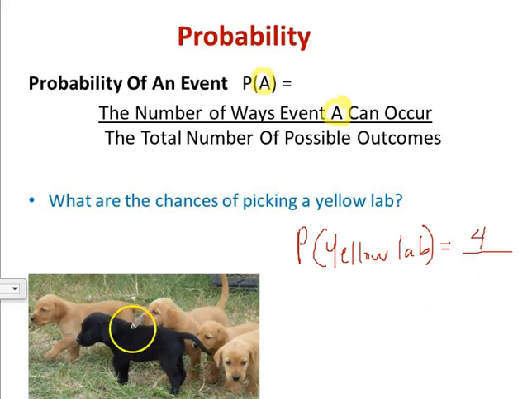And then how many puppies are there in total? 1, 2, 3, 4, 5. So out of a total of 5 dogs, your chances of choosing a yellow lab would be 4 out of 5. So one way we can write probabilities is as a fraction. We can also write it as a decimal. So 4 divided by 5 is 0.8. And we can also write it as a percentage. So there are 3 different ways that you can express your probabilities: fraction, decimal, or percentage. And usually I will let you know what I'm looking for in the problems.